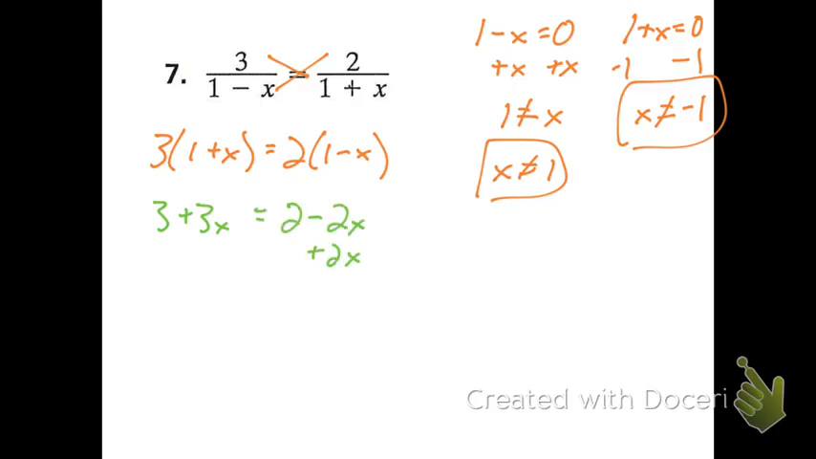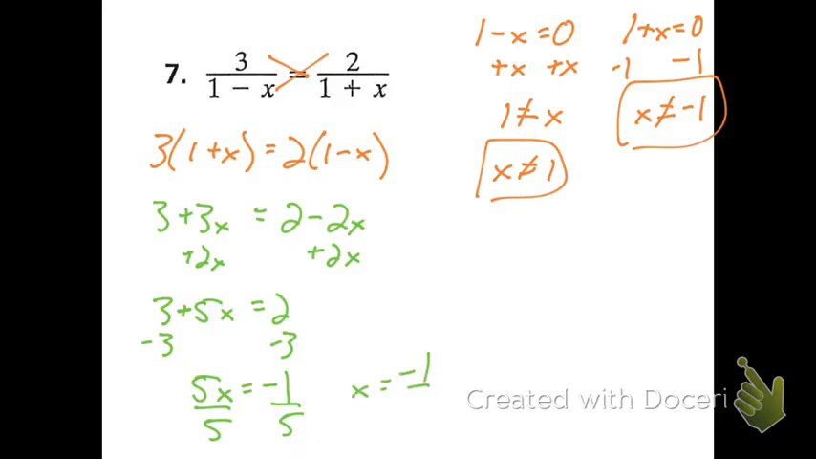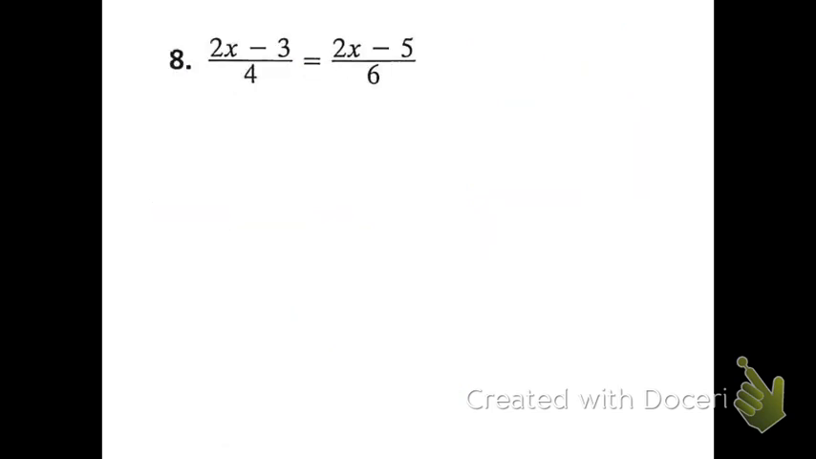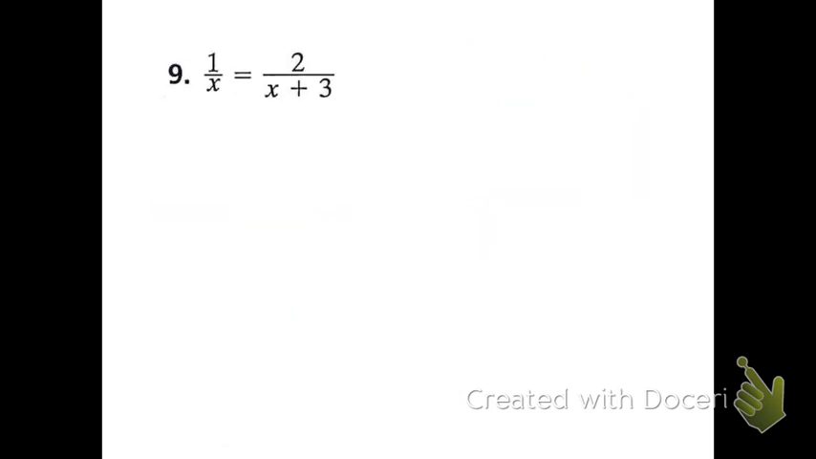I'm going to add 2x to both sides. I get 3 plus 5x equals 2. Then I'm going to subtract 3 from both sides. I have 5x equals -1. I divide both sides by 5. I get x is equal to -1/5. Doesn't conflict with either one of those, so I'm good. Right on. I'm going to skip that one because you can do that one on your own.